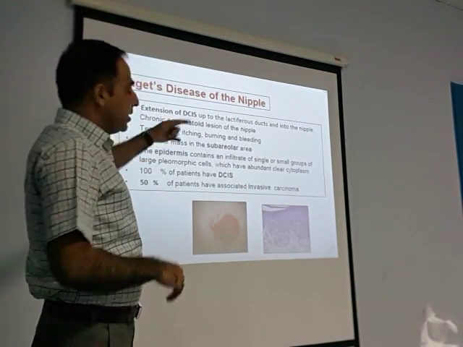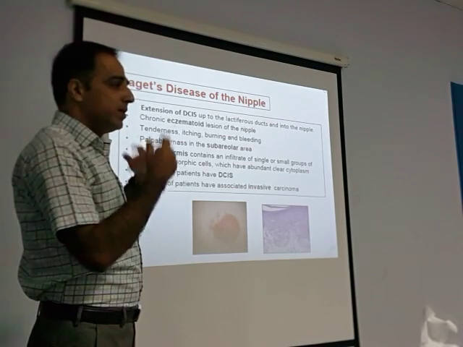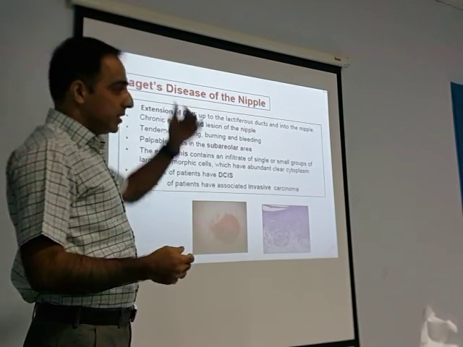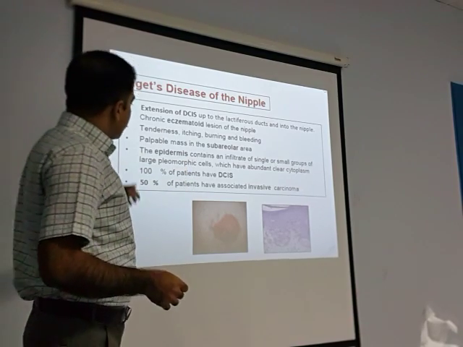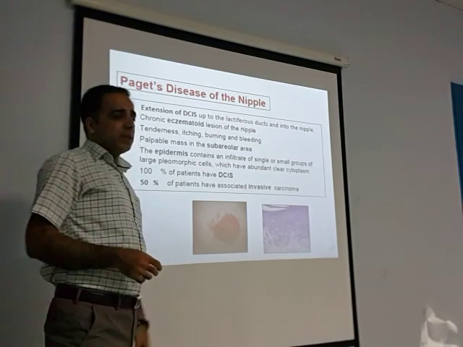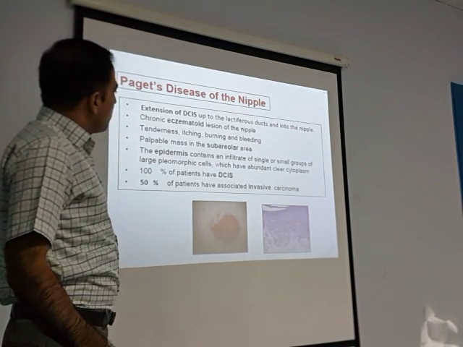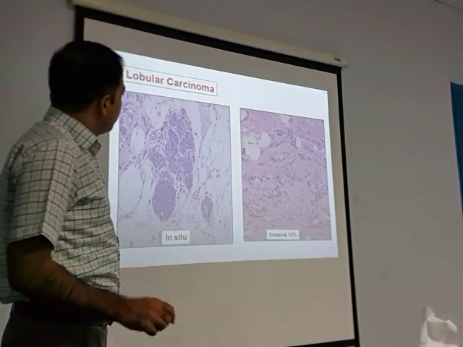So if a lady is having these things on the nipple, there is itching, burning, you have to investigate for the underlying swelling. And you will find, if it is a Paget disease, 100% having in situ and 50% having invasive carcinoma. This is the Paget disease of the nipple.